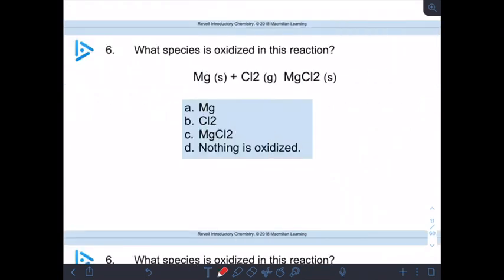What species is oxidized in this reaction? Okay, so we want to assign oxidation numbers. Okay, that's the only way we're going to be able to tell. So magnesium is a metal and it's a solid. Metal solids are the naturally occurring state for metals. So magnesium has an oxidation state of zero. Cl2 gas, that's one of our naturally occurring diatomics. So that also gets a zero.